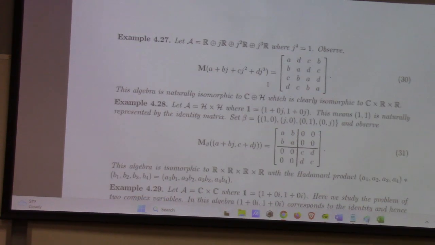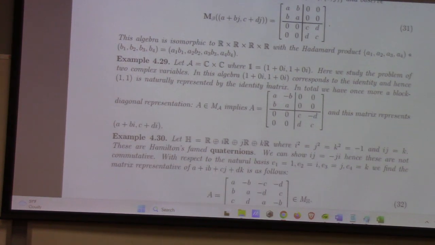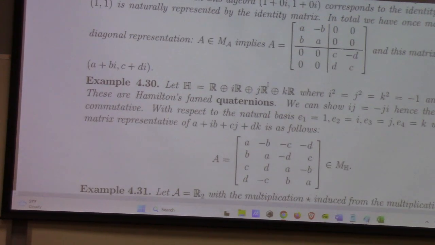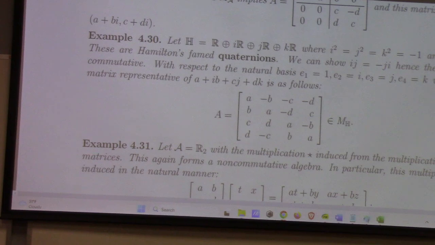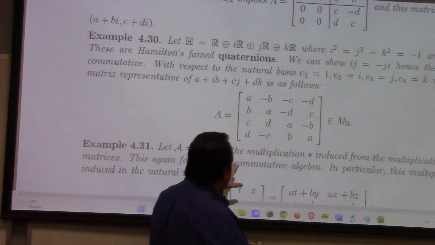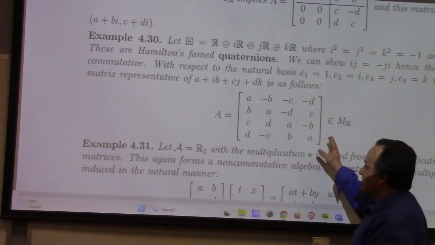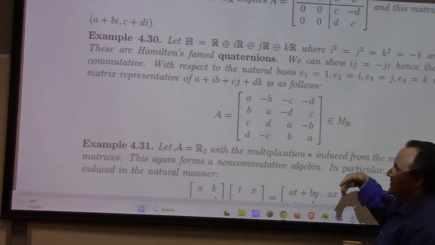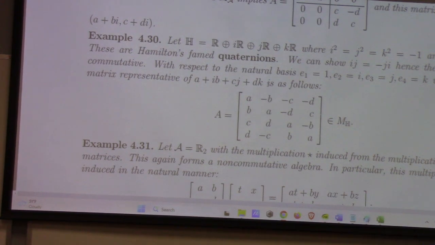I only had this up so that I could show you this. These are the matrices. These matrices represent quaternions. So if you want a matrix version of the quaternion A plus Bi plus Cj plus Dk, that's it. All right.